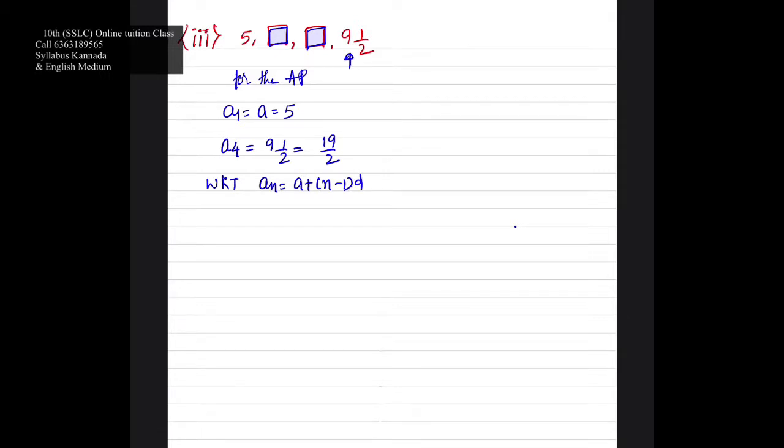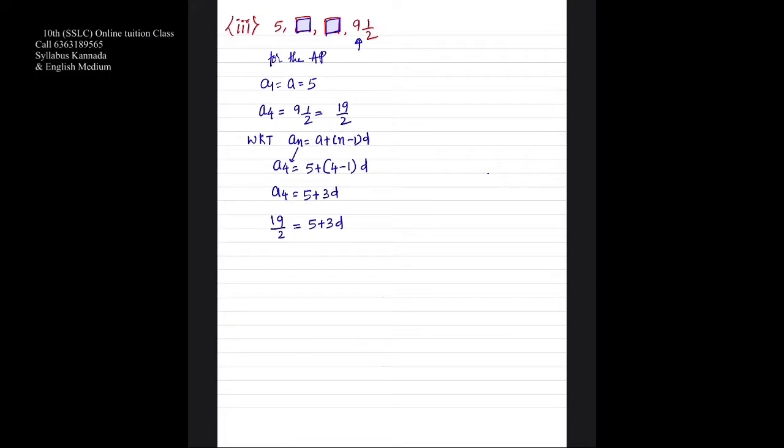Okay. So you just put the values in this equation, that is a4 equals, n is 4, so I have put 4. The first term is 5, so n means fourth term, minus 1 into d. d we don't know, we have to calculate the value of d. So a4 equals 5 plus 4 minus 1 is 3d. So students, what is a4? a4 is 19 by 2, equals 5 plus 3d. So you can simplify this equation.